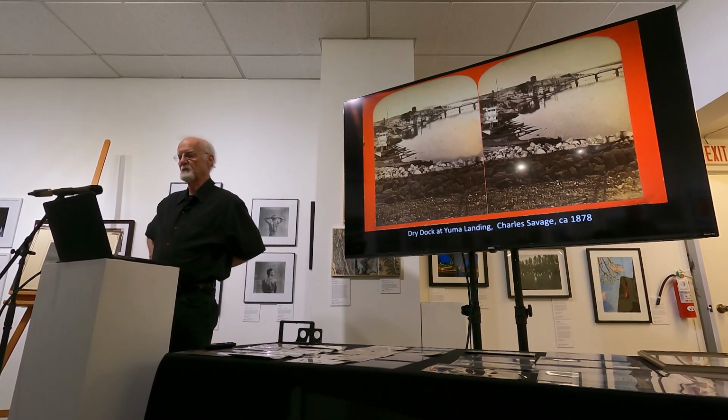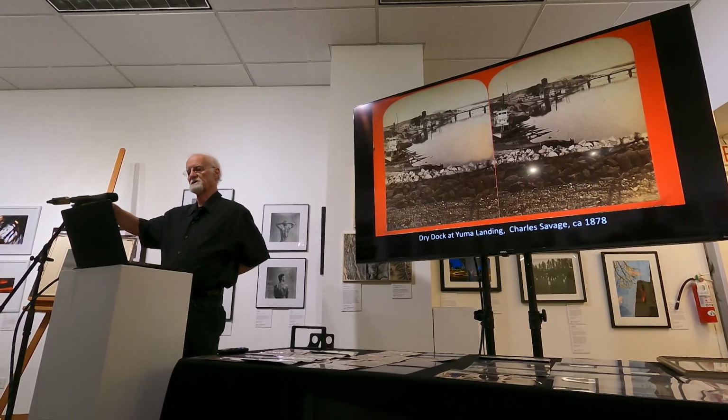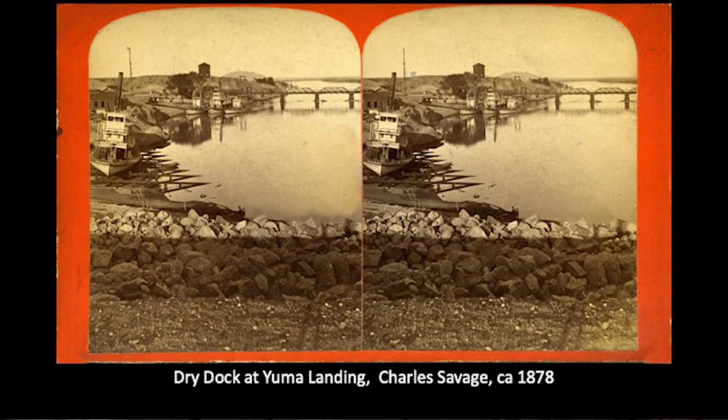This is one of the steamboats in dry dock along the Colorado. They would pull them alongside that and then hoist them up on this ramp to be able to do repairs and work on it, and then drop it back into the river. And in the background you can see the newly completed railway bridge in the back.